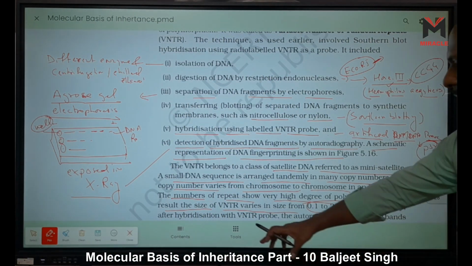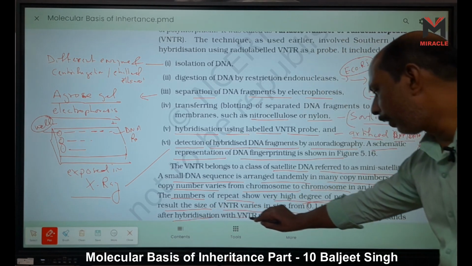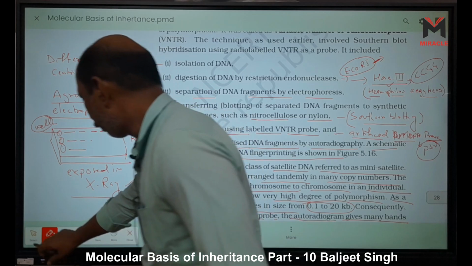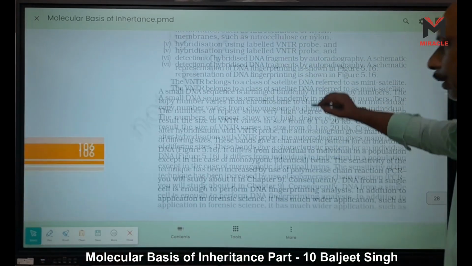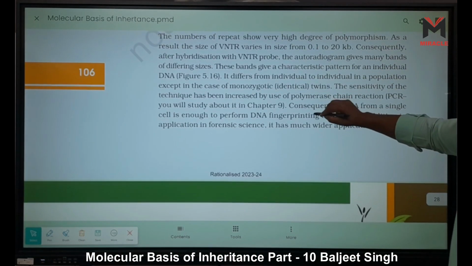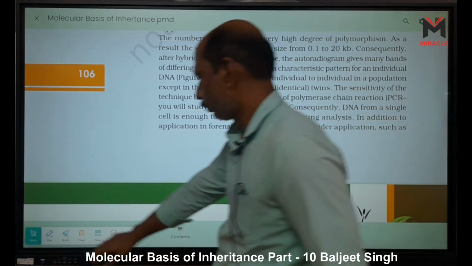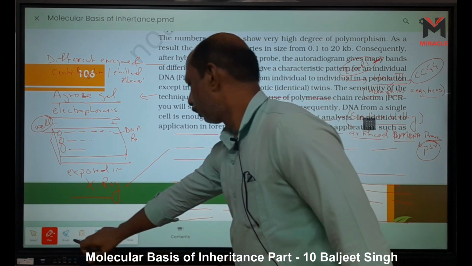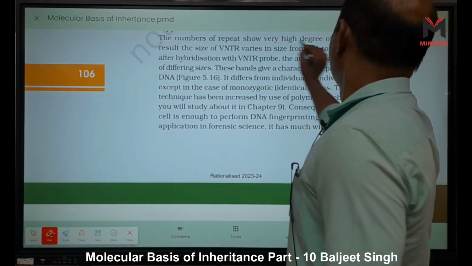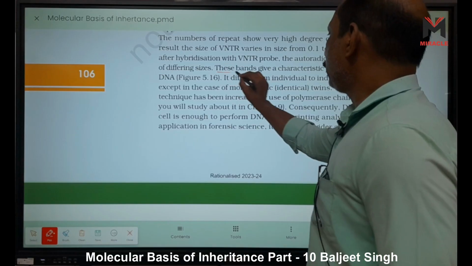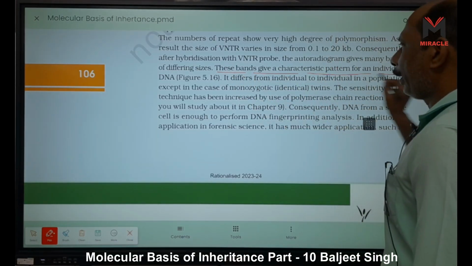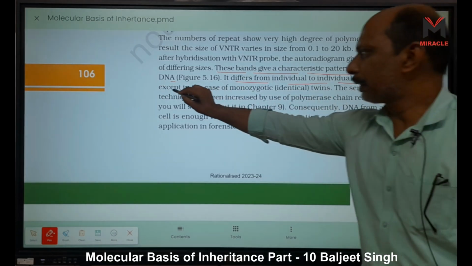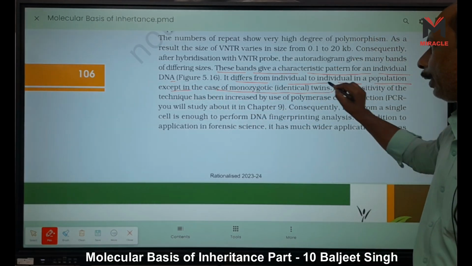Consequently, after hybridization with the VNTR probe, the autoradiogram gives many bands. Already I told you here, right? Many bands of different sizes. That is, these bands give a characteristic pattern of an individual's DNA. It differs from individual to individual in a population, except in the case of monozygotic identical twins.